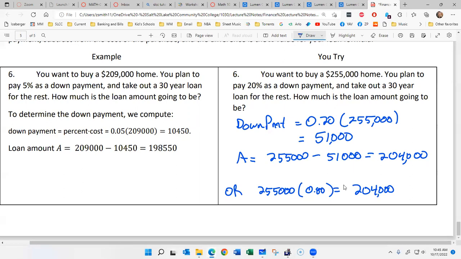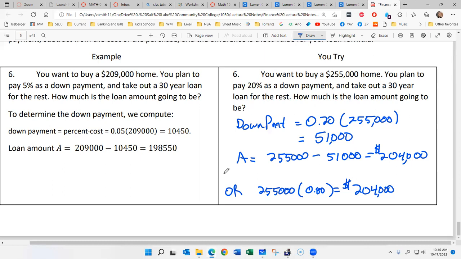One way or the other, this is how you would compute how much money you need to use for the A value in the loan formula, the negative exponent formula. This is how you work out the A. Questions? I don't think so.